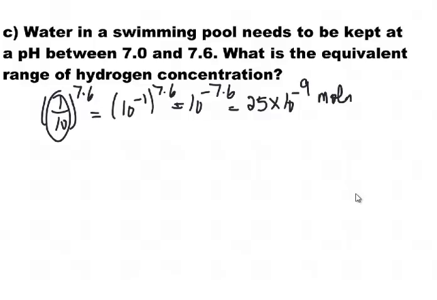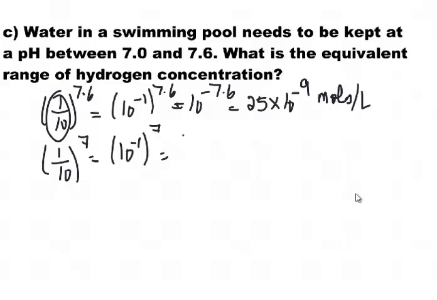And previously, we found that for 7, we got 1 over 10 exponent 7, which is 10 exponent negative 1 exponent 7, which is 10 exponent negative 7. So this means that our hydrogen is between 10 exponent negative 7 and 25 times 10 exponent negative 9.